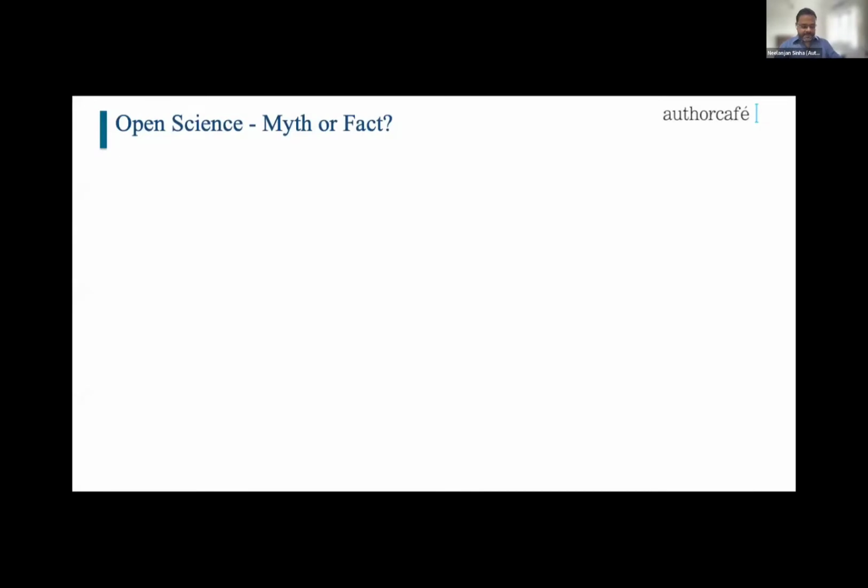Okay, as we saw through your responses, many of you said that most of those pointers were a myth, but there were also a significant number of people who said it's a fact, right? We understand why you might be saying so, those concerns, and we are going to look at those things in a little more detail. And this is what we think about this: open science, some of you said it's a myth, some of you said it's a fact.